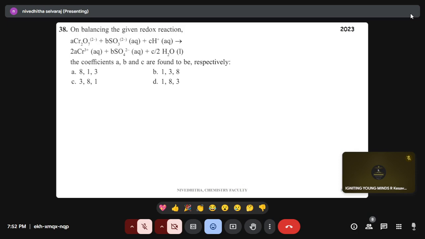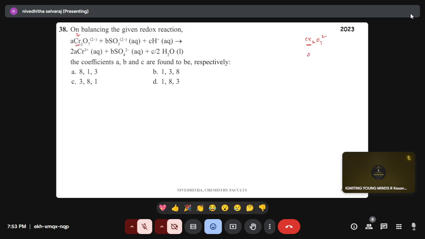So here, first let us understand which is getting oxidized and which is getting reduced. Here, this is Cr2O7 2 minus. Here the central atom is chromium, and first we have to find the oxidation state of chromium here. Could you please calculate the oxidation state of chromium in Cr2O7 2 minus? So we have to find the oxidation state of chromium.